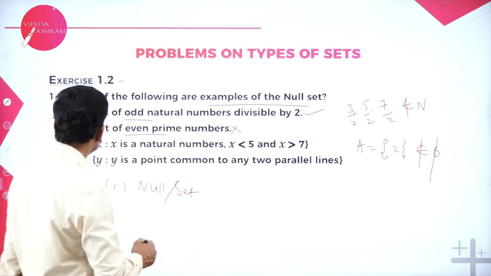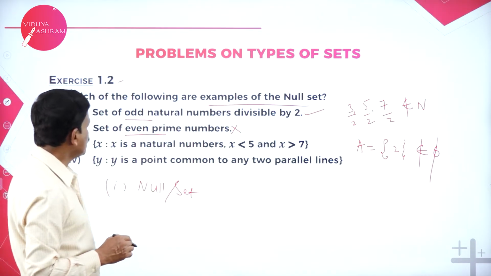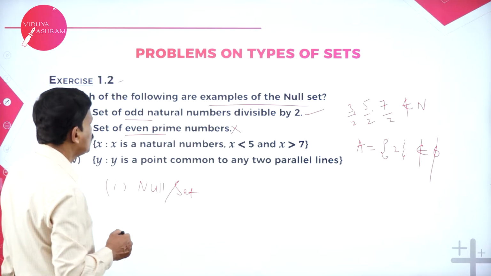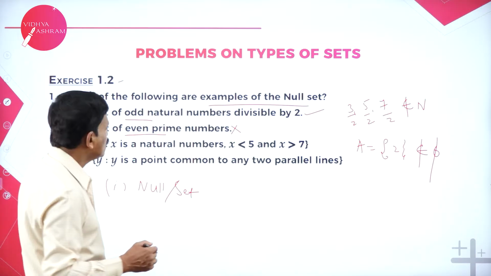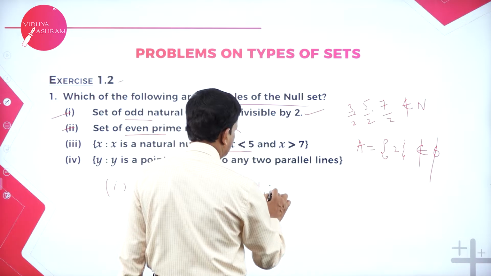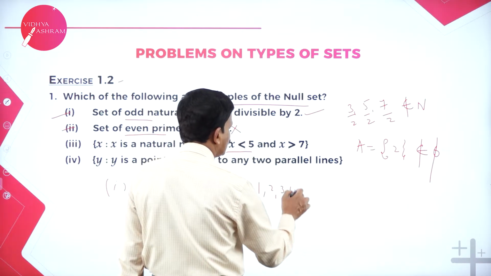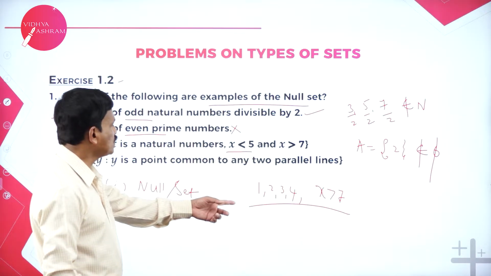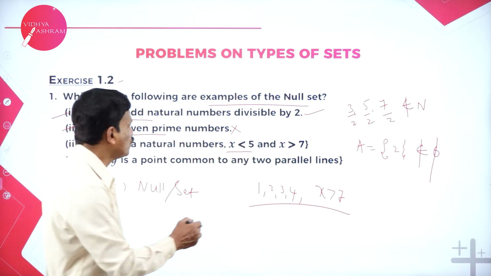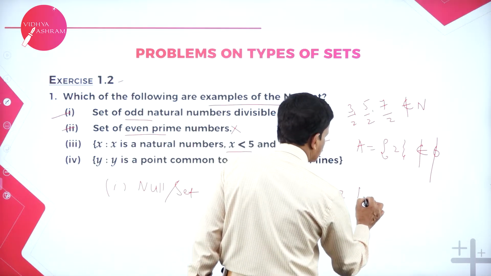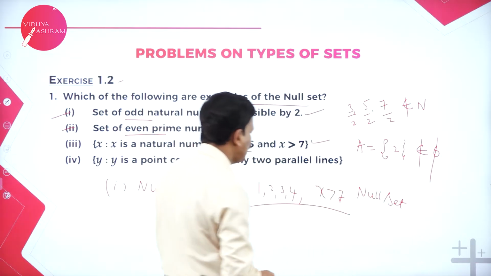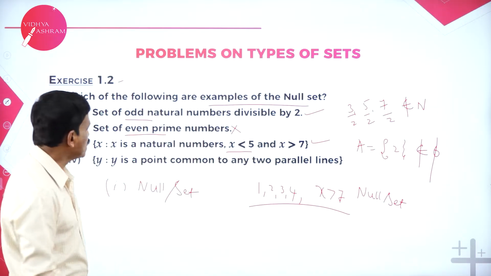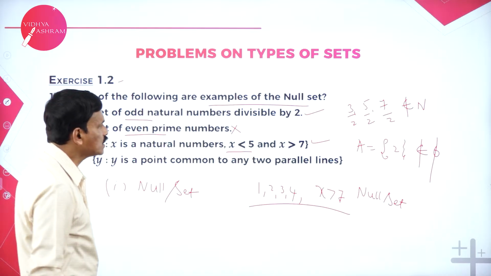Now, what is the next example? x such that x is a natural number, x less than 5 and x is greater than 7. Natural numbers less than 5 are 1, 2, 3 and 4, and x is also greater than 7. That means there is no element which is simultaneously less than 5 and greater than 7. So therefore this is an example for a null set. This is also a null set.